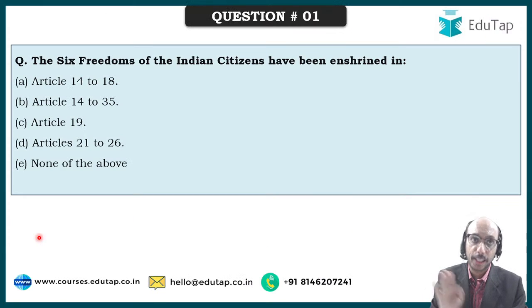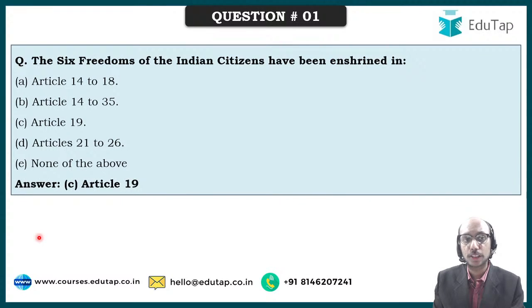Okay, now I am again placing these 10 questions in front of you, and I am requesting you to please be kind enough to answer these questions again with a very free mind. Now, the 6 freedoms that we have spoken about: freedom of speech, expression, assembly, movement, occupation, residence. The 6 freedoms of the Indian Constitution have been enshrined in which article of the Indian Constitution? 14 to 28, 14 to 35, 19, 21 to 26, or none of the above? Please attempt this question again and give me the right answer based upon our discussion so far. I know that within 10 minutes I have discussed the theory with you and I'm expecting you to answer, but yes, this is the nature.